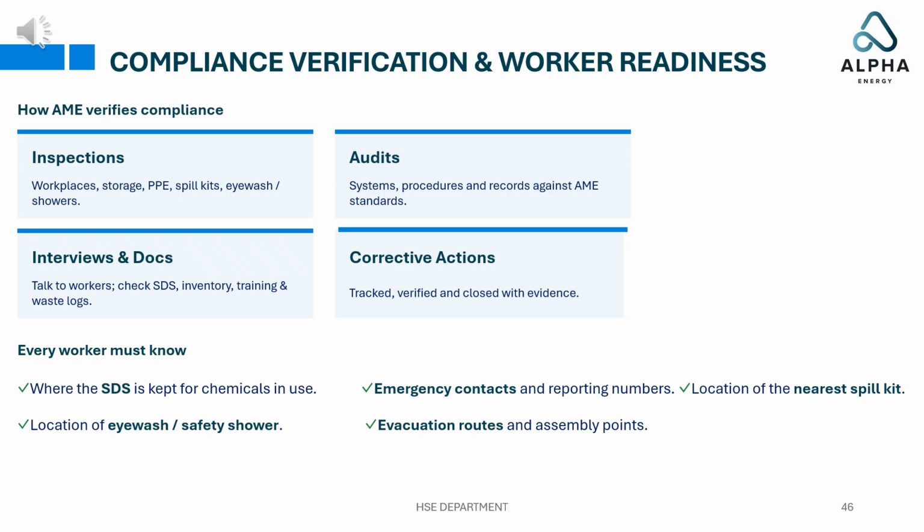Fourth, the location of eye wash and safety shower stations. If you get chemicals in your eyes or on your skin, you have seconds to act. Know where to go. And fifth, evacuation routes and assembly points. If there's a major emergency, you need to know how to get out and where to gather. These are not optional. This is basic safety knowledge that everyone must have.